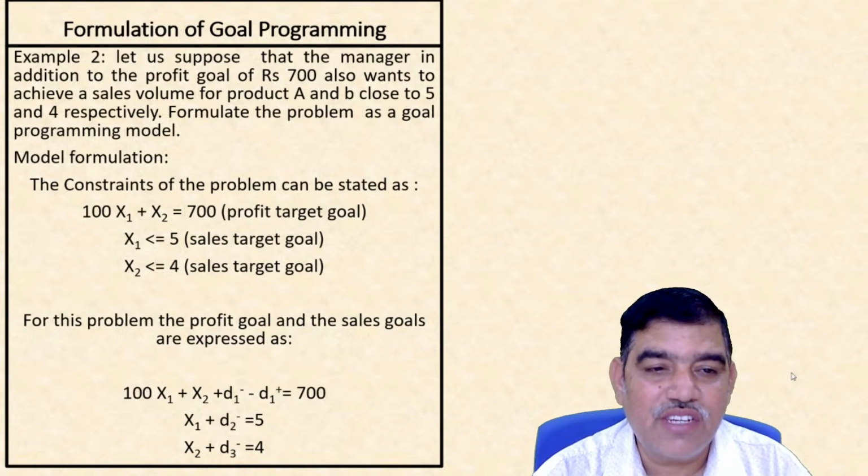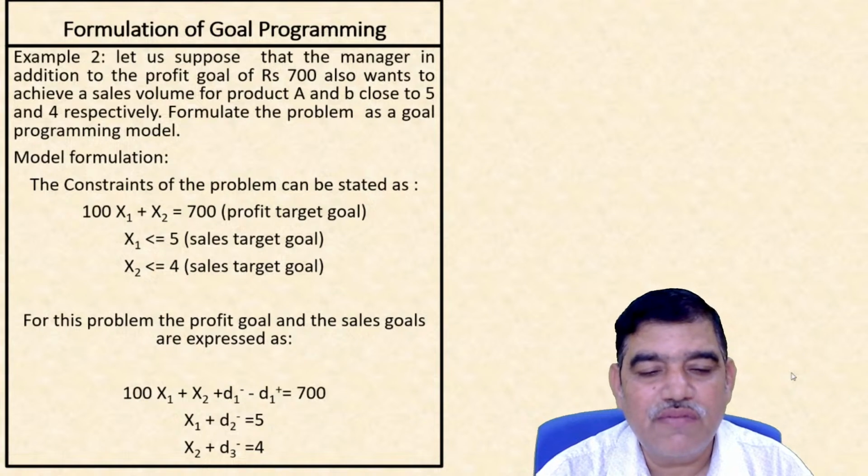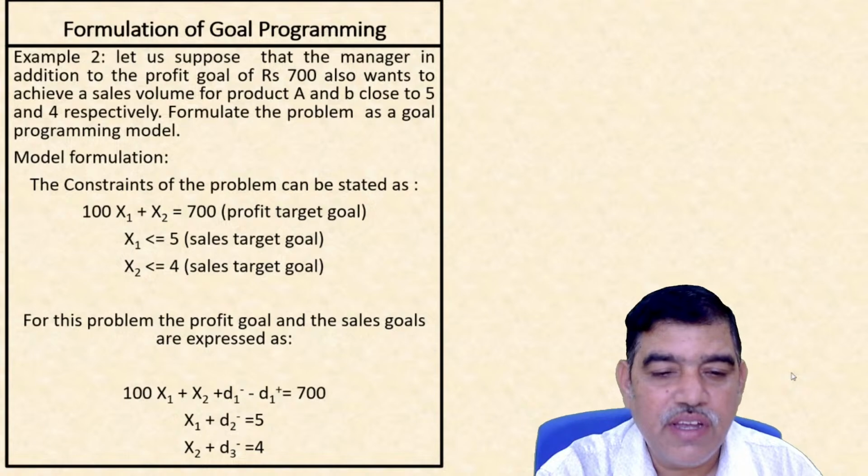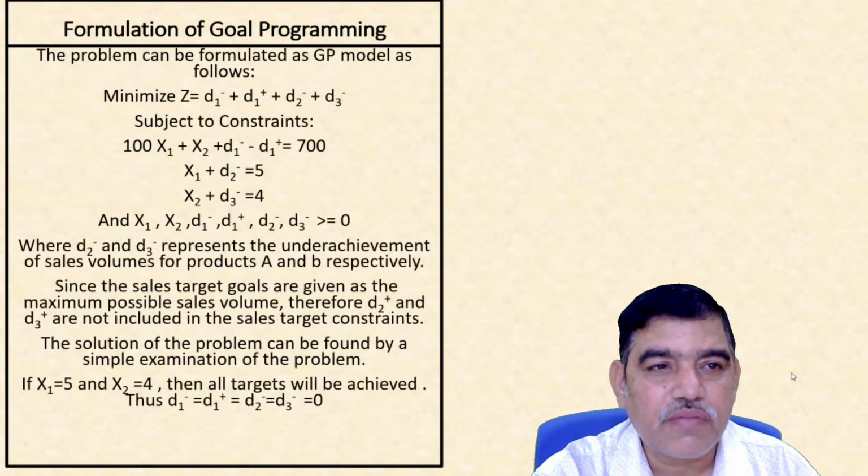But here the second constraint is x1 less than or equal to 5. That's why here we add another deviational variable, known as d2 negative, d2 minus: x1 plus d2 minus equal to 5. And the third constraint is x2 plus d3 minus, so x2 plus d3 minus equal to 4. In this way, we write the goal programming expressions, the constraint equations.